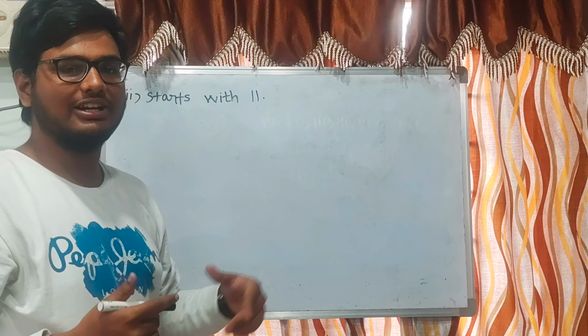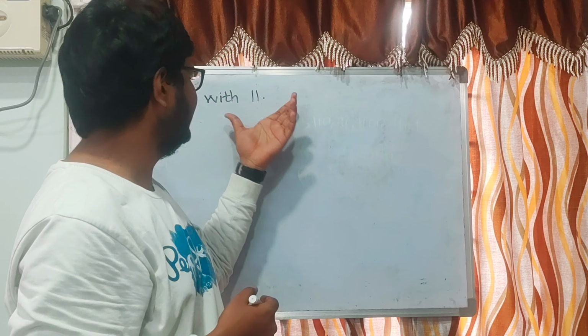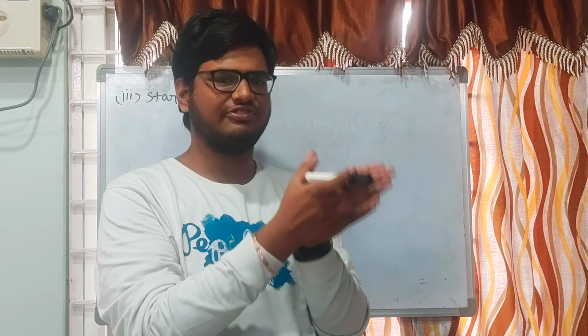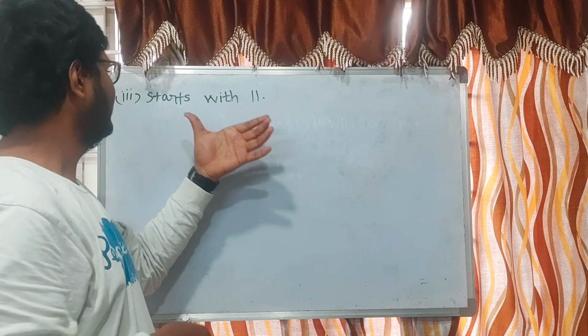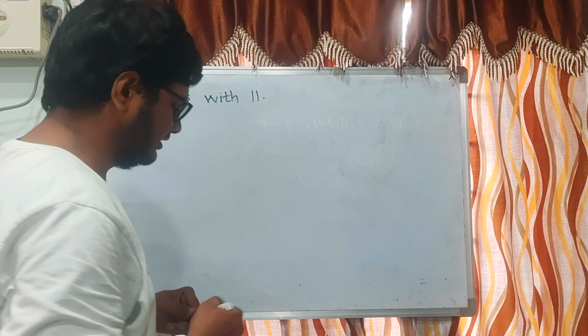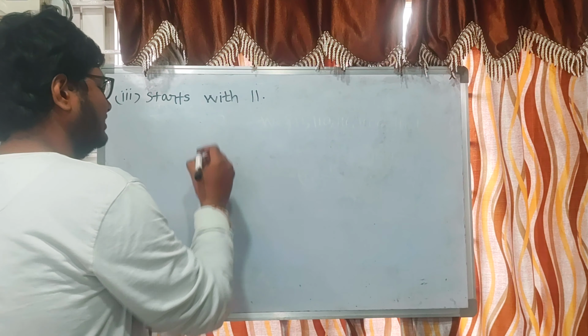Now we are going to construct a DFA for the strings starting with 1 1. In the previous lectures, we constructed a DFA for the strings which end with a specific digit. In this video, we are going to deal with the strings which start with a specific digit. It is quite simple compared to the strings which end with a specific digit.